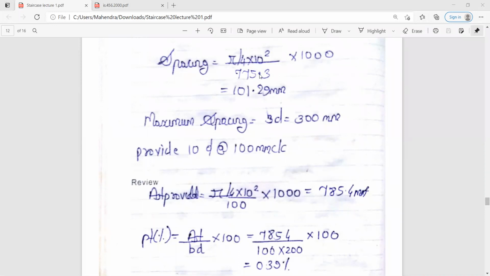How many steps are there? Yes, and Tanvi, how many steps? There are 3 more steps, 3 to 4 steps. Okay, ma'am.